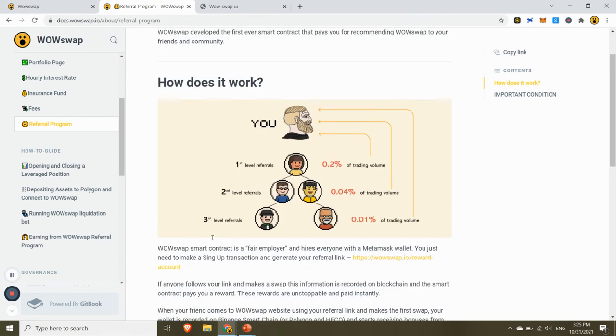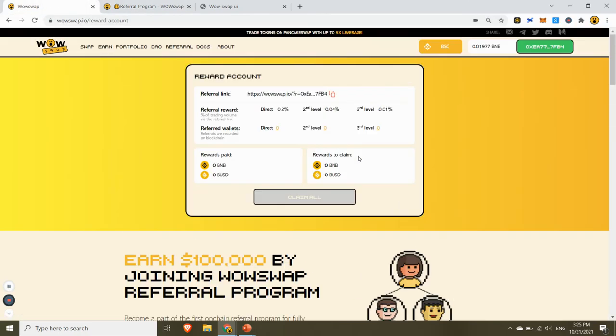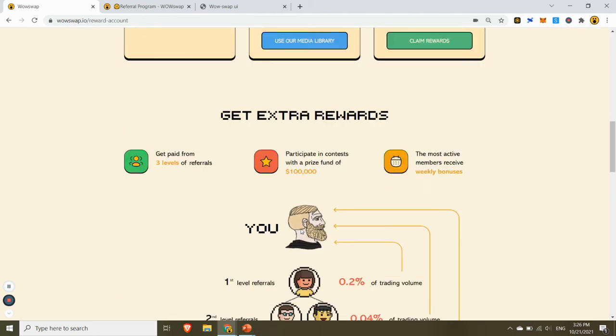When you have those WOW tokens in your wallet and your friends trade with your link, you will see how many referred wallets you have: direct link, second link, or third link. Since this is a totally new wallet, I haven't shared this link with anyone. But if I do and they trade, I will have rewards to claim, and I will be able to click the rewards here. I approve the transaction on MetaMask, and the rewards will be in my wallet.